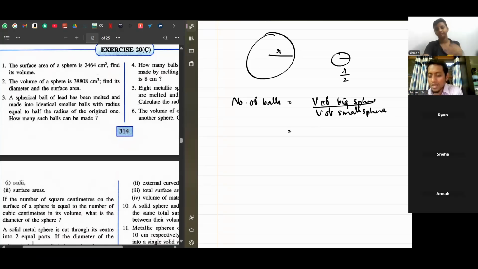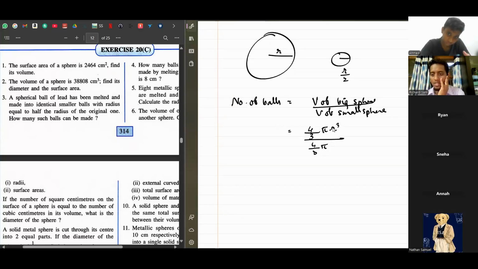And let's not find the volume of the big sphere and the small sphere separately. We just put the formulas. So volume of the big sphere is 4 by 3 pi r cube. And the small one is 4 by 3 pi. What is r for the small one? R upon 2 whole cube. Correct? We're putting the radius, which is half.